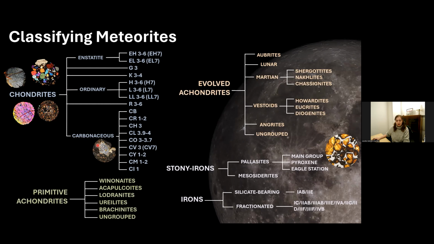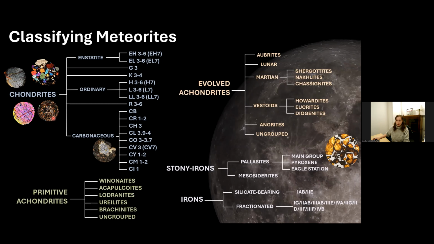But they also have these white fluffy inclusions. These are calcium aluminium rich inclusions. And these are the first solids that formed in the solar system. There's a whole range of minerals that they could be, but they're all high in calcium, high in aluminium. And the oldest ones have been dated to 4.568 billion years. And that's the date that we say that the solar system was born as we know it.